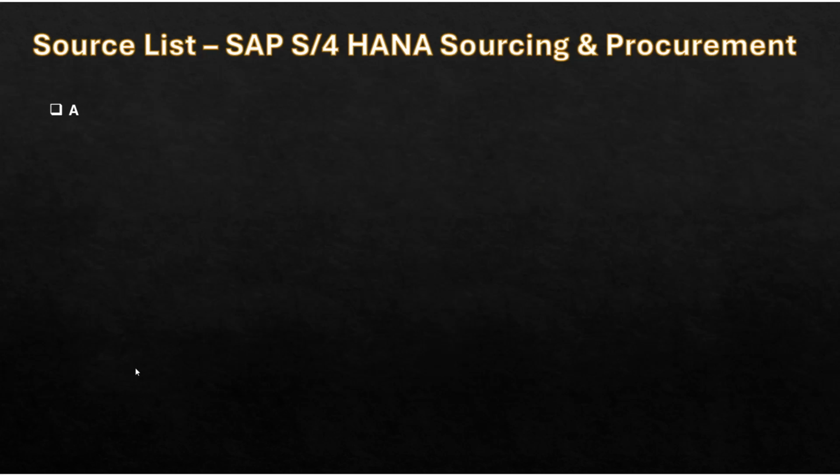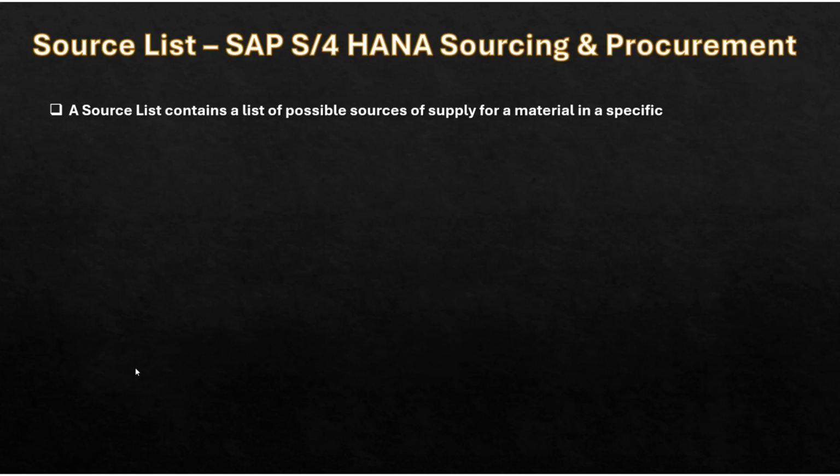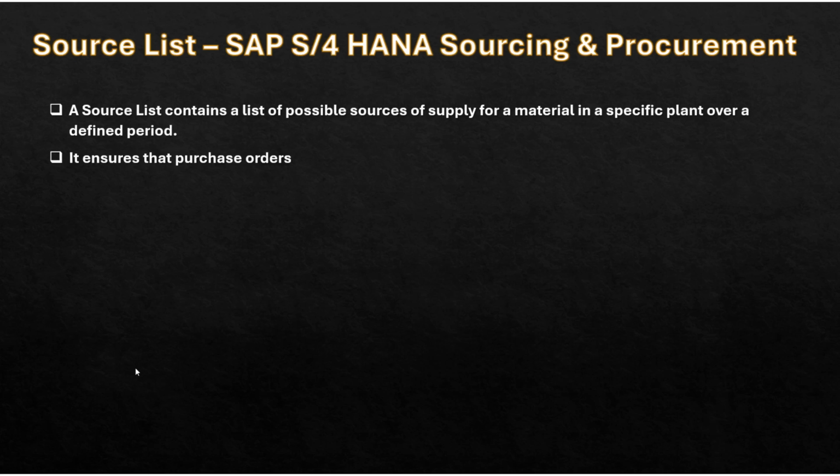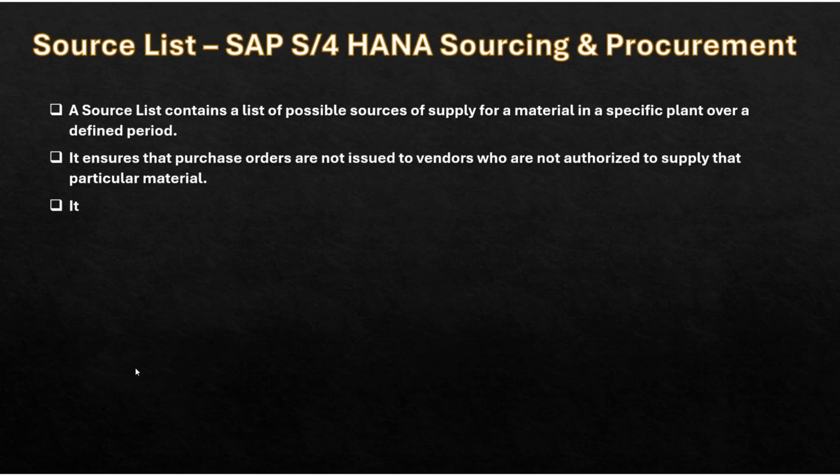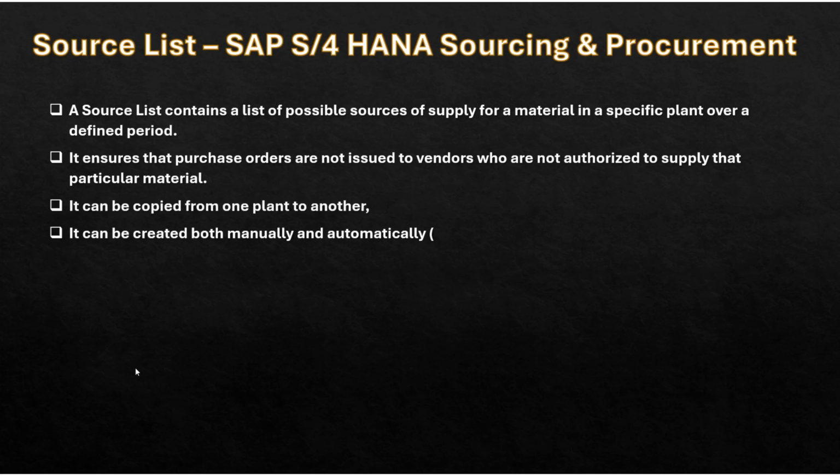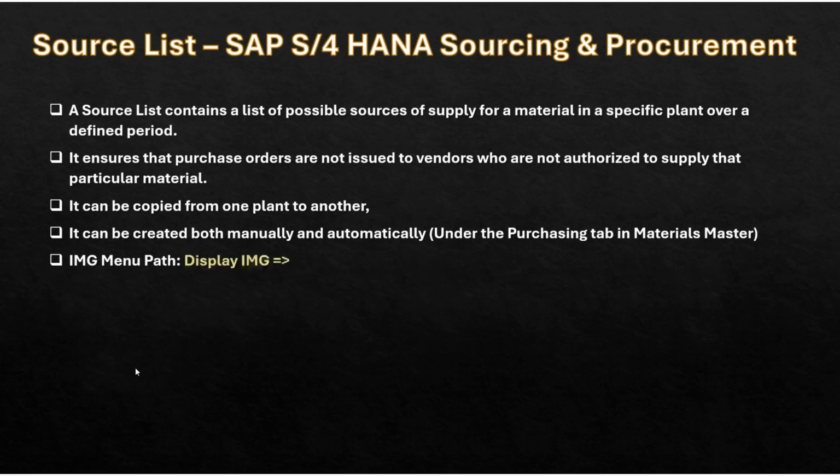A source list contains a list of possible sources of supply for a material in a specific plant over a defined period. It ensures that purchase orders are not issued to vendors who are not authorized to supply that particular material. Additionally, a source list can be copied from one plant to another, and it can be created both manually and automatically within the material master. Under the purchasing tab, there is a checkbox that allows you to make the source of supply mandatory. And here is the menu path for its implementation.